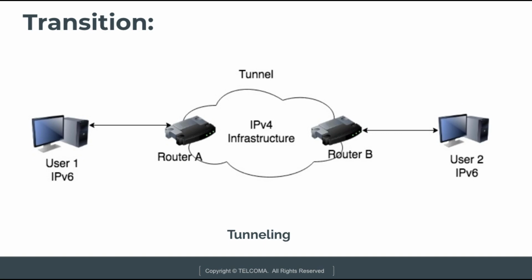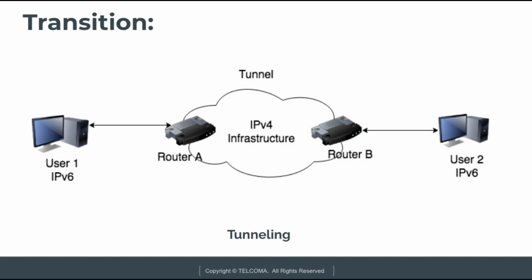So user 1 sends an IPv6 packet to router A, and in this case router A acts as a tunnel entry point, and it encapsulates the IPv6 packet in an IPv4 header and sends it to router B. And in this case, router B acts as a tunnel exit point. It strips off the IPv4 header and forwards the packet to user 2.